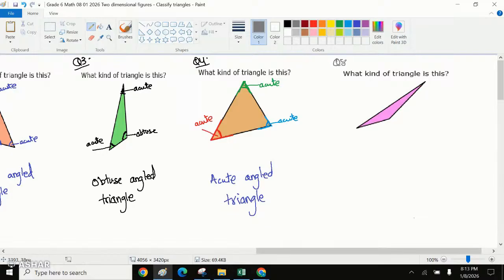sorry, question number 5, can we say this angle is acute, this angle is less than 90, this is also acute. But what about the third angle? How can we say what is the third angle? See, the easiest way to know if the angle is acute, right, or obtuse is we use a ruler, okay?